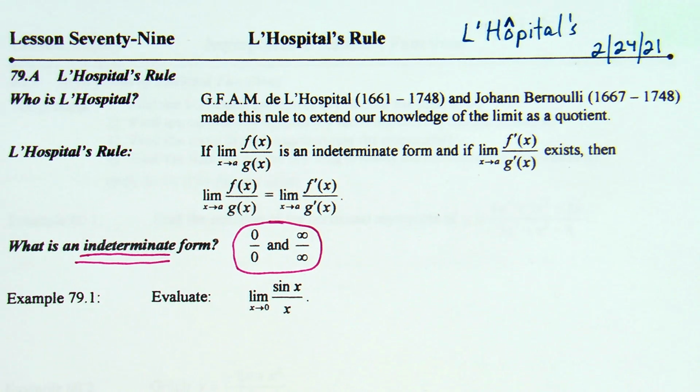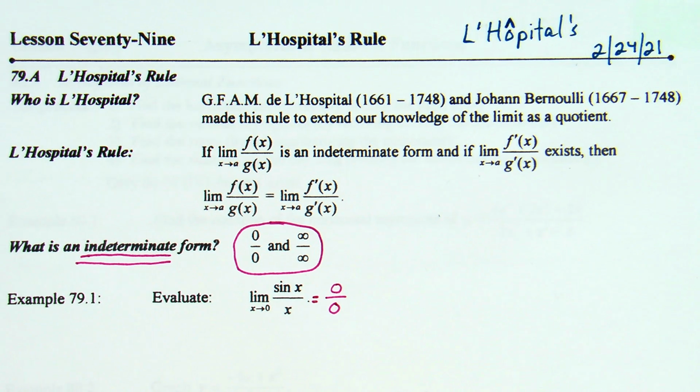Okay, let's try example 1. Evaluate the limit as x approaches 0 of sine x over x. So if we just do what we know and we try and plug in 0, what is the sine of 0? 0. And when you plug in 0 for x, you get 0. So as this is right now, we would get 0 over 0. Okay? And that's not a value of 0, it's not a value of infinity, it's an indeterminate form. We don't know what it is. So we're going to apply L'Hopital's rule.